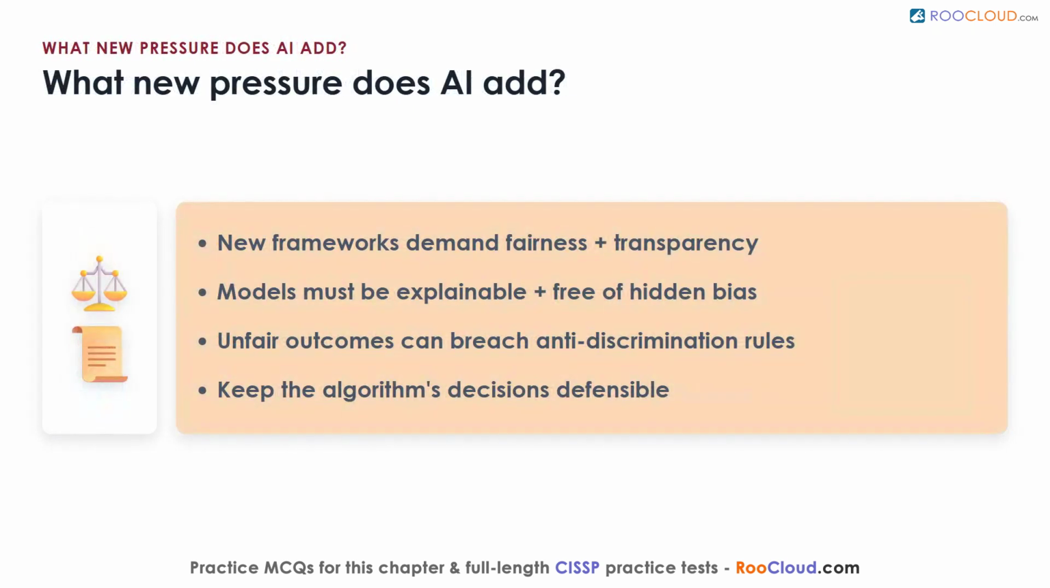What new pressure does artificial intelligence add? A fresh layer of compliance built around fairness and transparency. As organisations rush to adopt automated decision-making, new frameworks demand that these systems be explainable and free of hidden bias. If a model produces unfair or discriminatory outcomes, the organisation can run afoul of anti-discrimination rules. So the obligation is not just to keep data safe, but to keep the algorithm's decisions defensible. Think of an automated loan reviewer. If it quietly disfavours a group, that is now a compliance problem, not merely a technical bug.